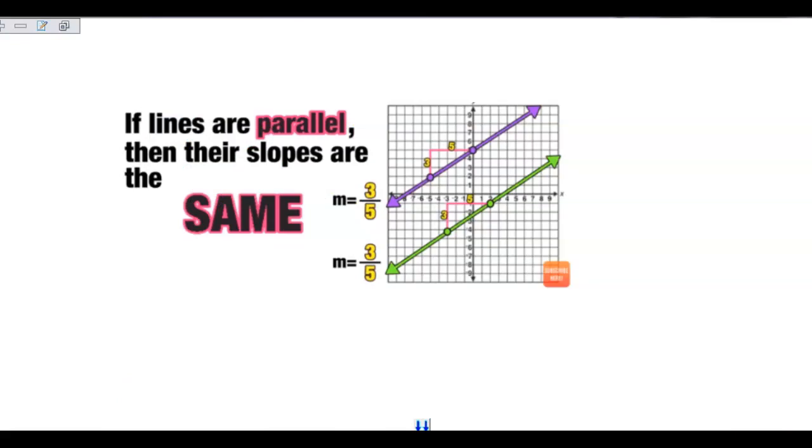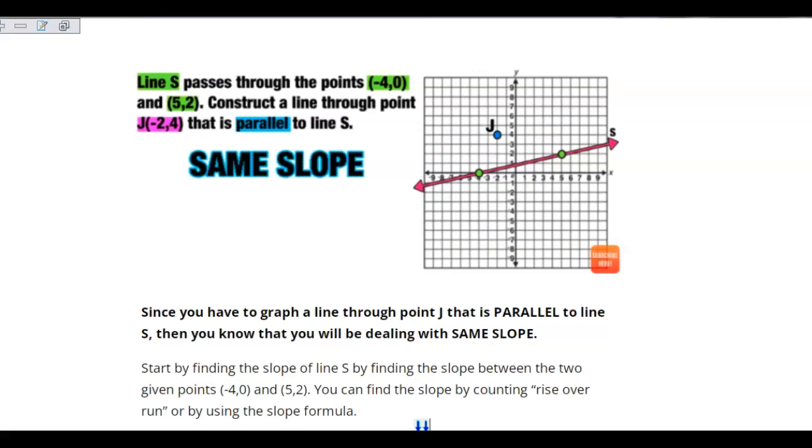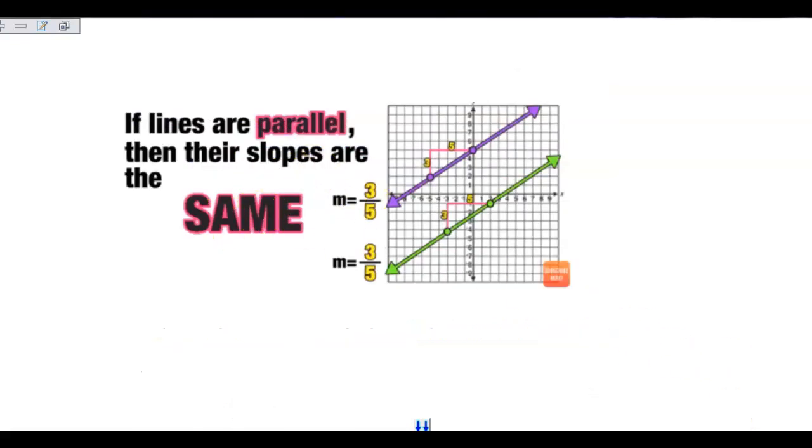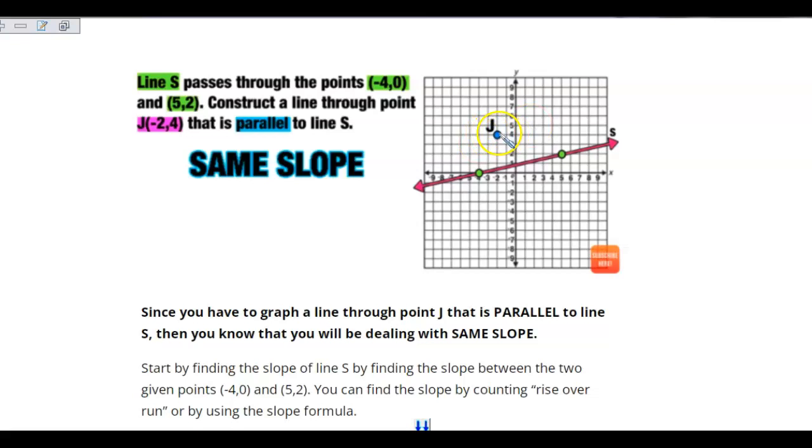All right, so if lines are parallel, then the slopes are the same. It says here, line S passes through the points negative 4, 0 and 5, 2. So at negative 4, 0 and at 5, 2. Construct a line through the point J, which is at negative 2, 4, that is parallel to line S. And remember, same slope. So if I want this one to be parallel to the red line, then I need to figure out what my slope of my red line is.